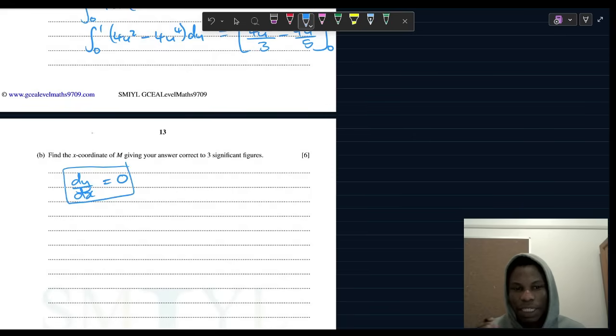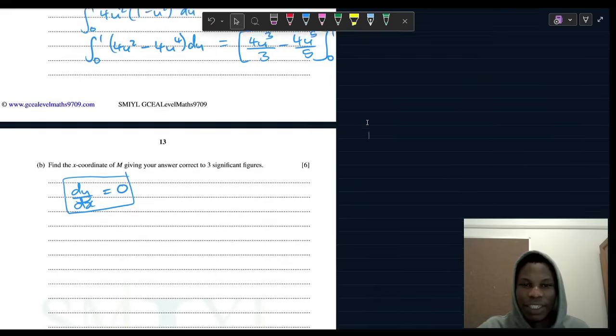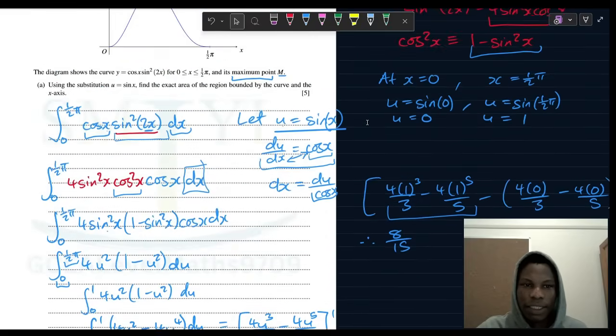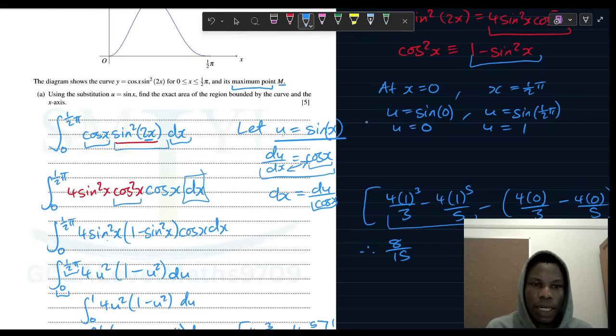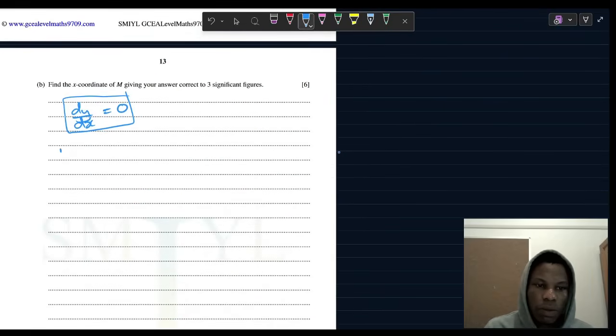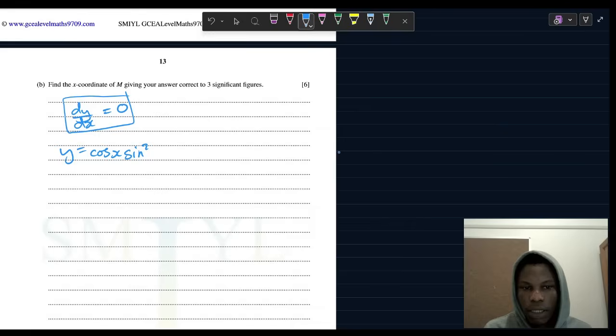This is the first thing that should come to mind when you see some form of stationary point. And so that means we're just going to find dy/dx, equate that to 0, and solve for x, and that should give us the x-coordinate of M. Of course, the 6 marks is for differentiating your function. It's not an easy function to differentiate. So that's cos x sine squared 2x. Okay. So we've got y is equal to cos x sine squared 2x, and we need to differentiate this.